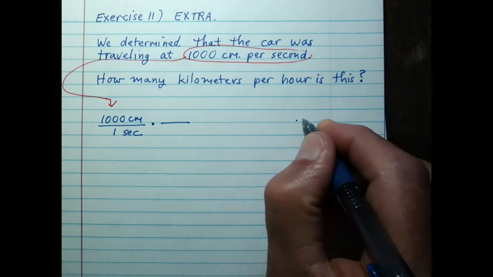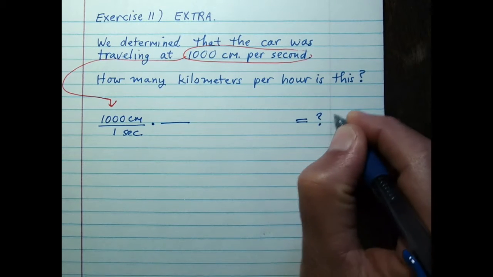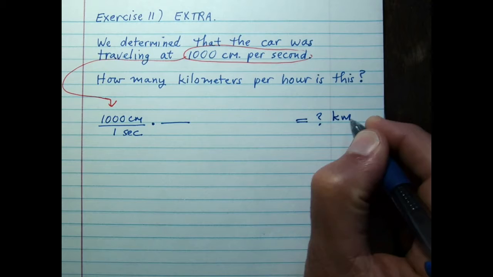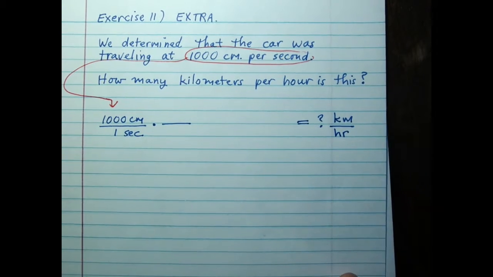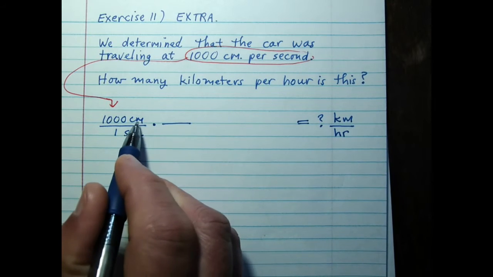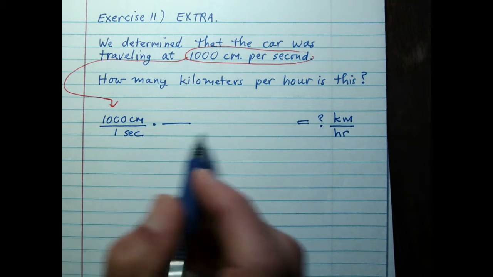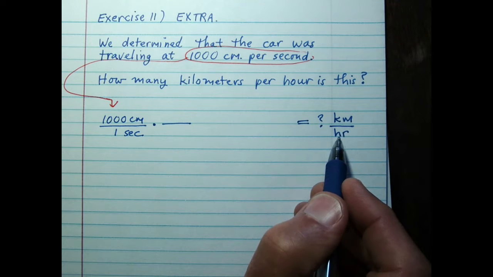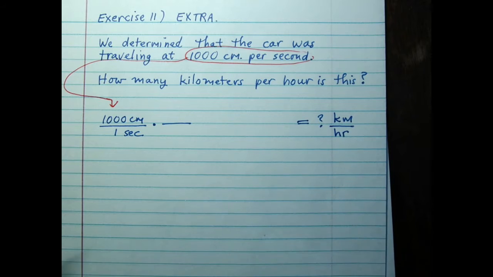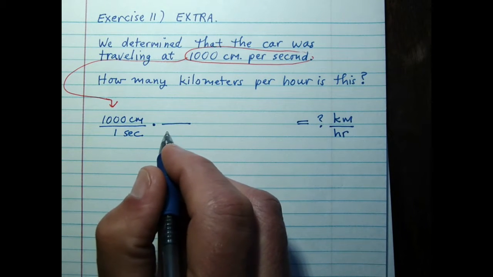And we want to get to the point where we have so many kilometers per hour. So I want centimeters to cancel. I want seconds to cancel out. And I want to end up with kilometers in the numerator and hours in the denominator. And you can, again, do this in several steps.